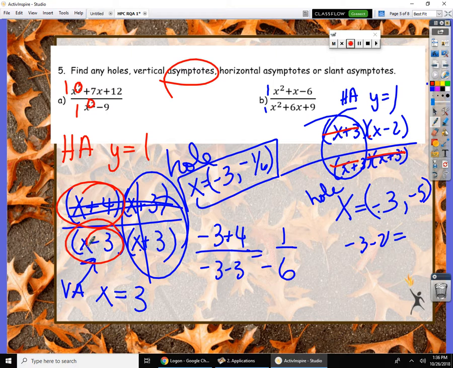Okay. Moving on. Now, the numerator gives you the x-intercepts. The numerator gives you the x-intercepts. We did not practice that yet. We will practice that Monday.